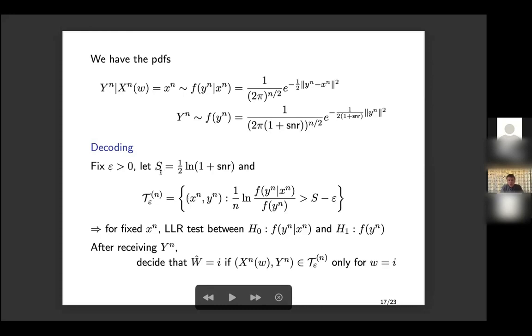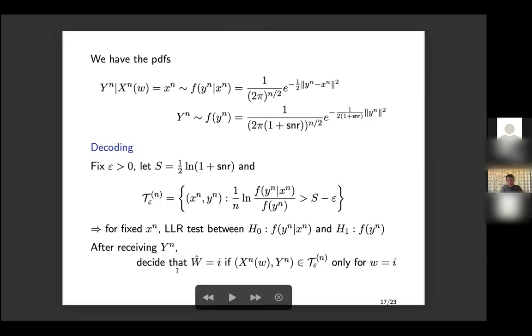Fix an epsilon. Let S be this number that will actually turn out to be the capacity. And then this looks messy, but what I have here is the set, for any fixed X sequence. This set basically describes the log likelihood ratio test between the hypothesis that the received sequence is described by the conditional distribution or the average distribution. And the set contains the XY pairs where it's more likely that the Y sequence is described by the conditional distribution for a specific X. Don't worry if you didn't get this precisely, but this is how the decoder works.